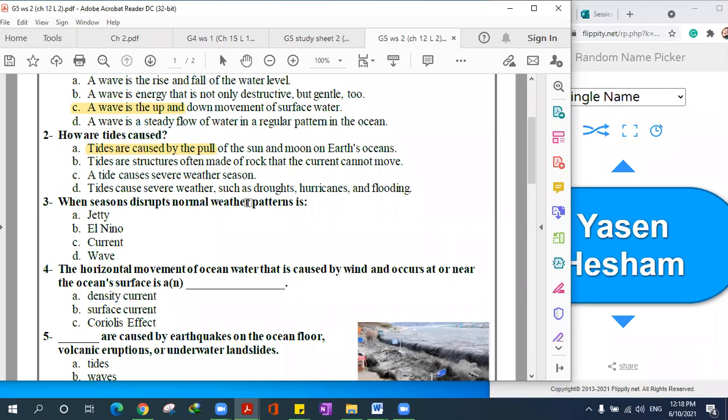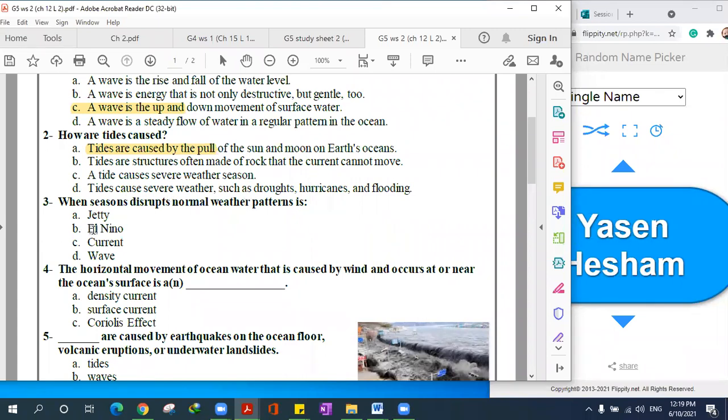Number 3. When seasons disrupt normal weather. When a season disrupts normal weather pattern, it's called. Jetty. It's going to be Nino, yes, as you guys mentioned.